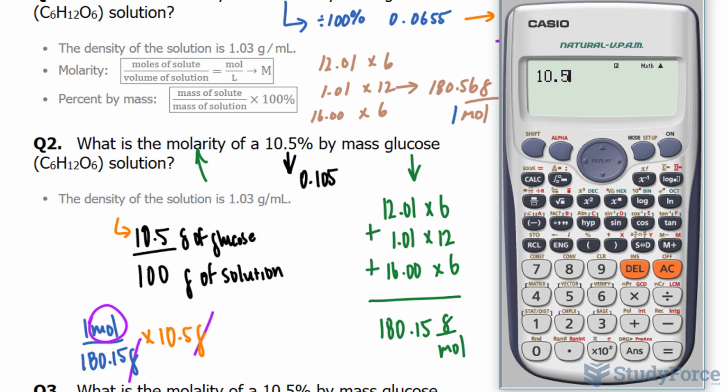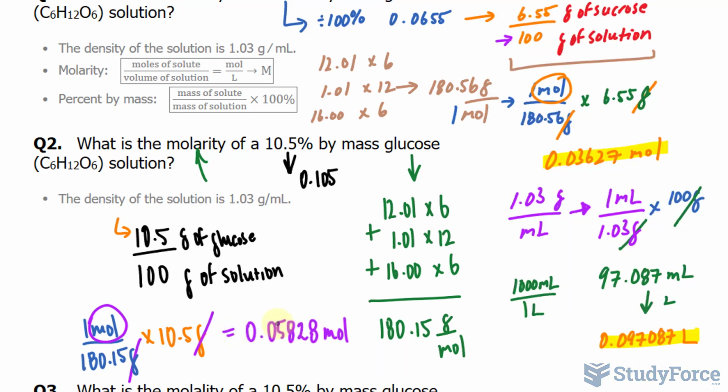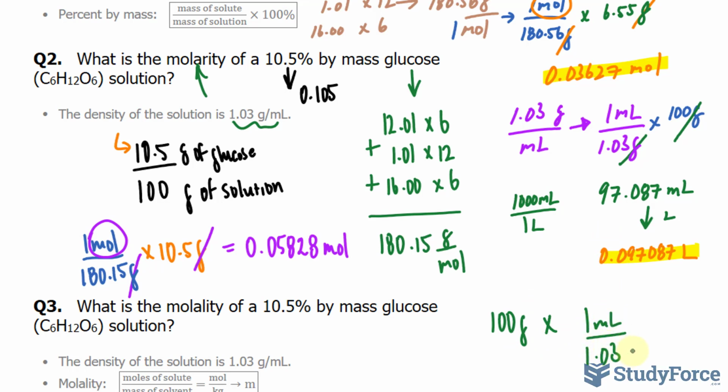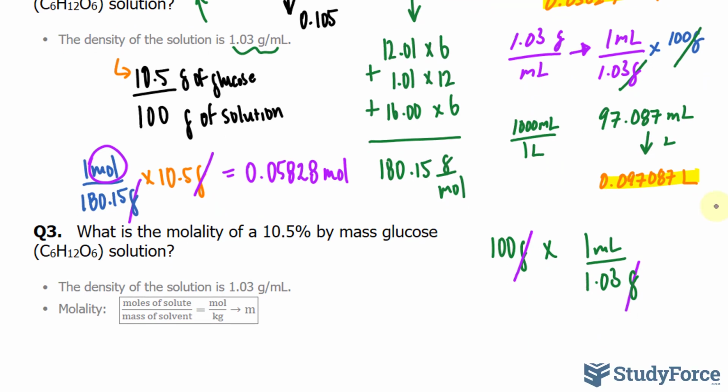Let's use our calculator. 10.5 divided by 180.15 gives us 0.05828. Now that we've written down this number, all we need left for the molarity is the volume. For that, I'll be using this part of our ratio and multiplying it to the reciprocal of the density. Here's what I mean. So I'll take 100 grams of the solution and multiply it by 1 milliliter over 1.03 grams. Remember, this is the density of the solution, so we can do this. This unit and this unit cancel out.